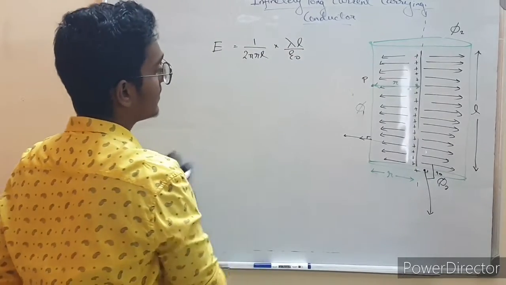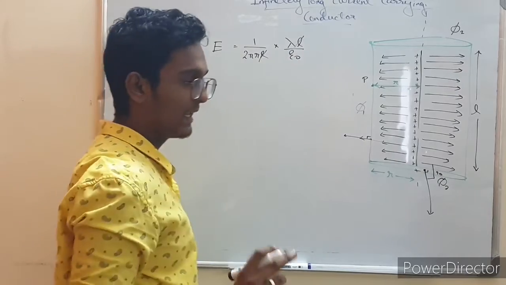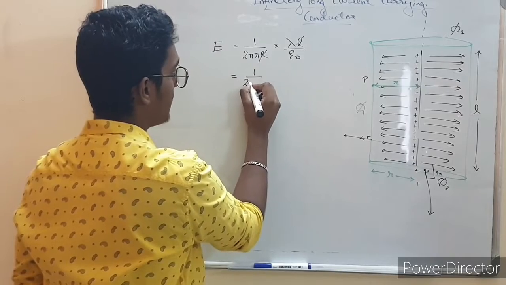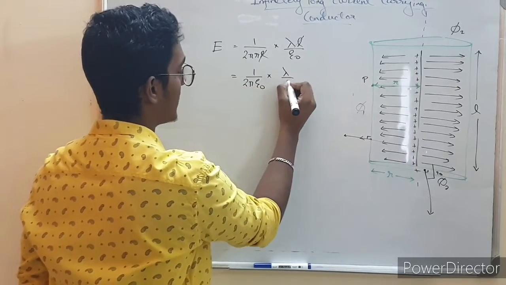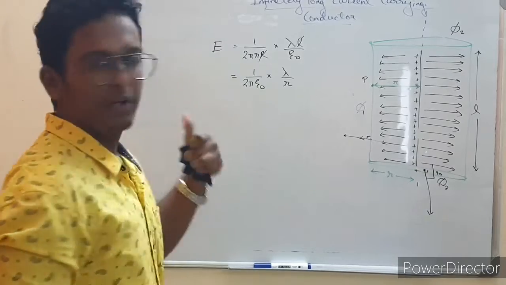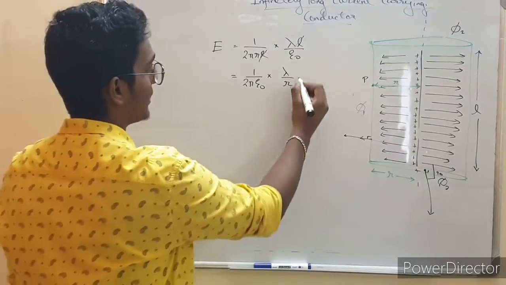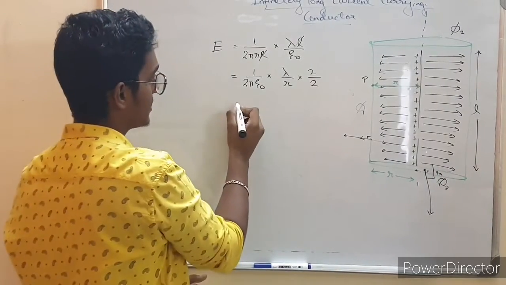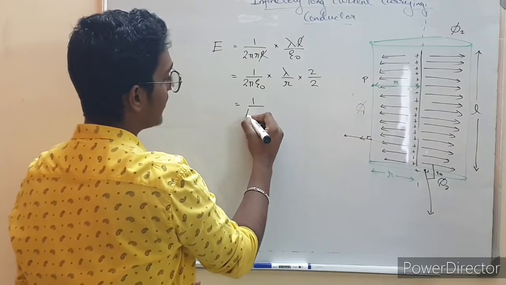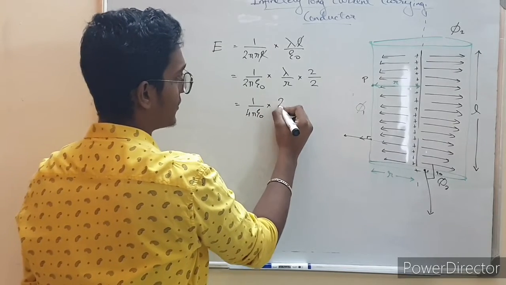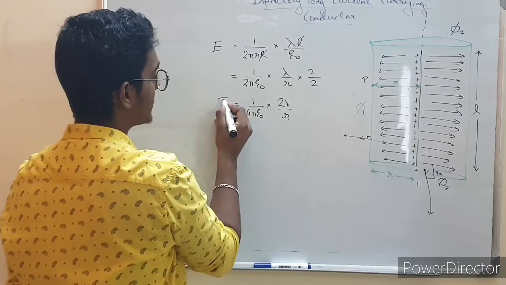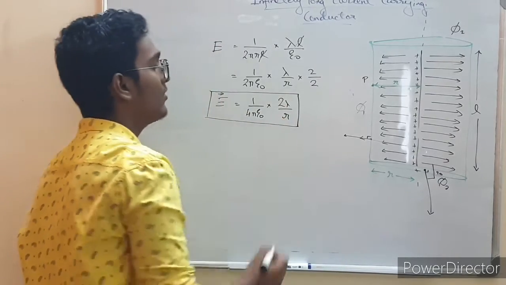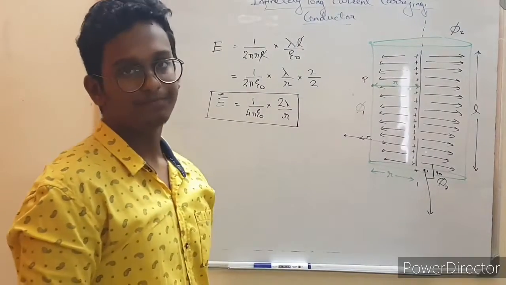So lambda and length and length gets cancelled, and you're left with 1 by 2 pi epsilon naught into lambda by r. I'm going to just modify this a little bit so that you know the value of the constant k. So we're going to make this 1 by 4 pi epsilon naught. So I multiplied and divided by 2. So 1 by 4 pi epsilon naught into 2 lambda by r. This is the electric field at any point distance r away from the center of the line.